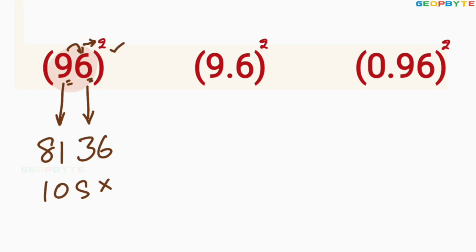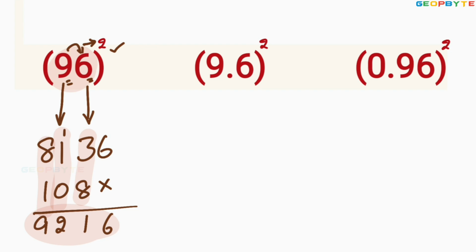Write the 108 here. You add these two for getting the answer. 6, 8 plus 3, 8 plus 3 is 11. You write 1 here, 1 carry forward, 1 plus 1 is 2, and 8 plus 1 is 9. 9216. 9216 is the value of 96 whole square. See how easily we are getting the answer.